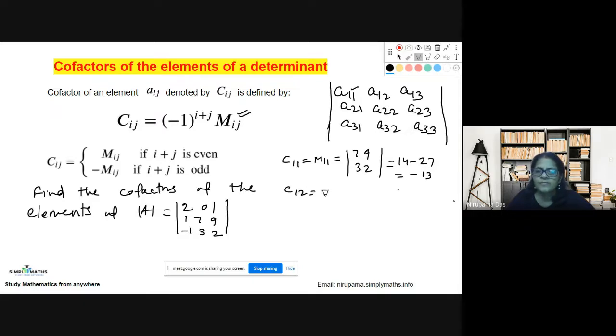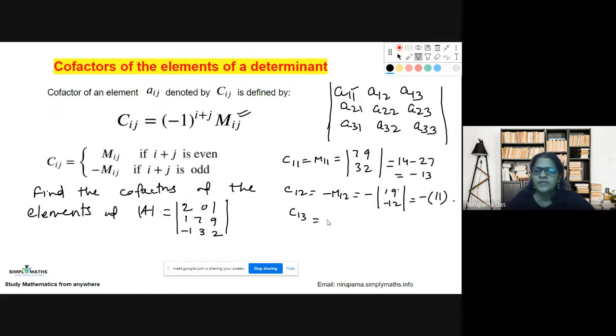C12 is minus of M12. So minus of, be very careful here regarding plus minus sign. So first row, second column we will not take. So 2 0 1 we will not consider, 0 7 9 we will not consider. 19 minus 12. 19 minus 12. So it is minus of 2 plus 9. Okay, you're getting minus 11 here.